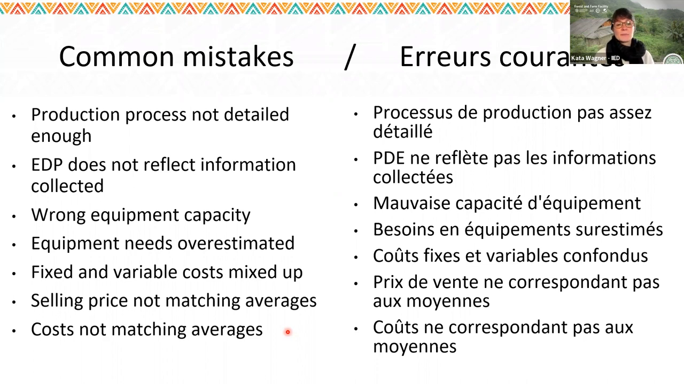The machines that the entrepreneurs envisage buying are often overestimated in matching to the actual capacity at which they want to produce. Sometimes there's a mix-up with fixed and variable costs, so that's often not clear. The selling price that was determined by the entrepreneurs is widely different to the averages for that particular product in that region, so they will find it difficult to actually sell anything. Or the costs that they have included do not match the averages in the area. So this is again something that I've just mentioned before.